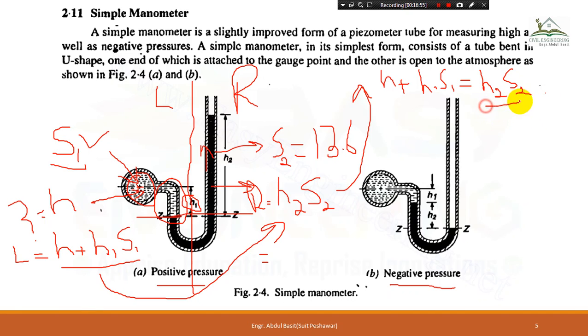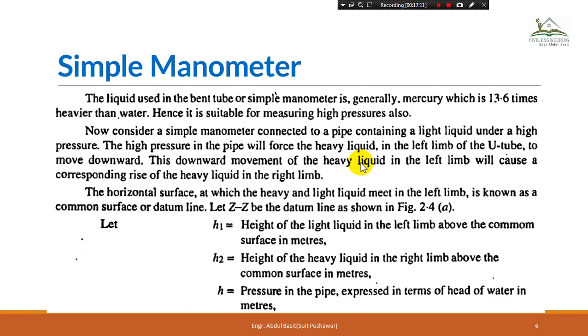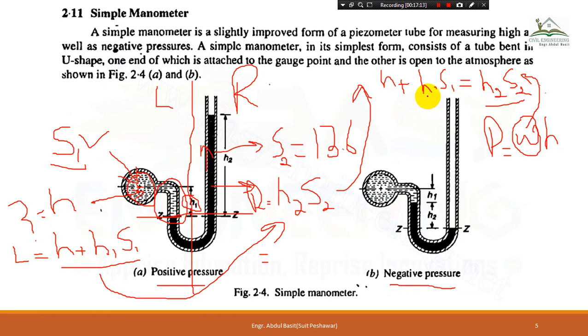This H2 S2 and H1 S1 is the same thing, that is pressure is equal to omega H, okay. But here this omega, the unit weight, is replaced with the specific gravity, okay. Why it is so will be explained later in the examples, okay. So this is the situation for us. Now what we are going to determine is this H, okay. The rest of the things are given.